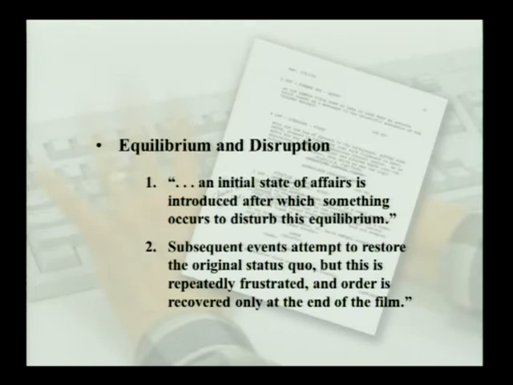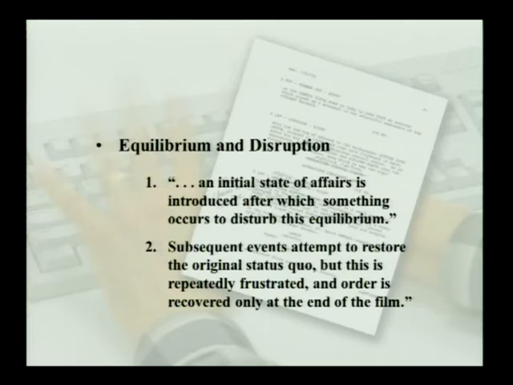An initial state of affairs is introduced, after which something occurs to disturb this equilibrium. It is rather self-explanatory. If you stop and think about most of the movies that you've seen, they begin with equilibrium. They begin in a world in which everything is right, everything is fine, okay? But something happens to disrupt that equilibrium. Subsequent events attempt to restore the original status quo, but this is repeatedly frustrated, and order is recovered only at the end of the film.